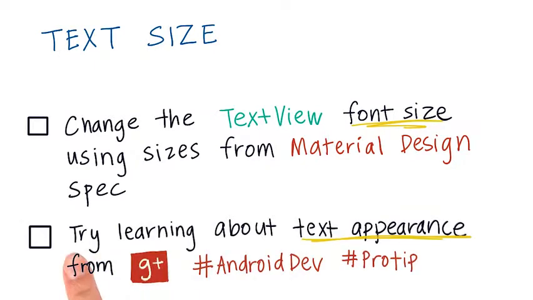And then if you're up for a challenge, you can try learning about the text appearance attribute from the Google+ Android Dev Pro tip that I've posted below. And then you can try this in the XML visualizer as well. The link to the XML visualizer with the code for you to get started is linked below.